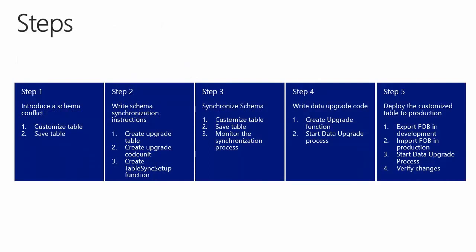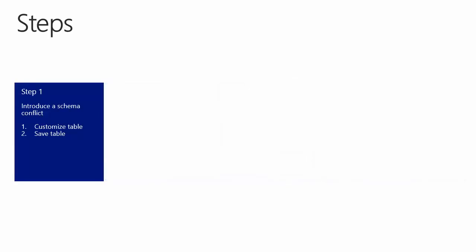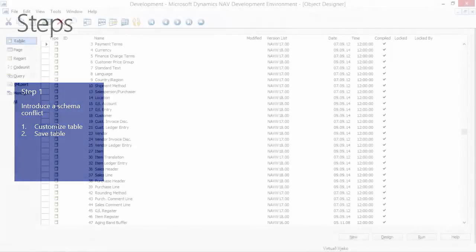I will do this in 5 steps. In the first step, I will introduce a schema conflict. In the second step, I will write schema synchronization instructions. In the third step, I will synchronize the schema. In the fourth step, I'll write data upgrade code. And in the fifth and final step, I will deploy the customized table to production. So, let's move to the first step and introduce a schema conflict.